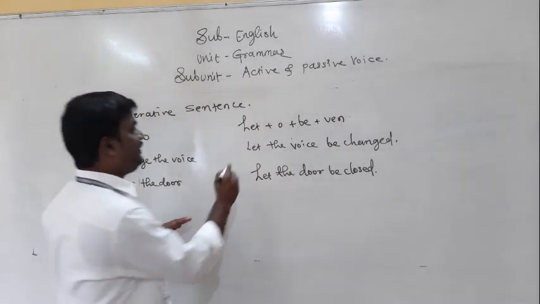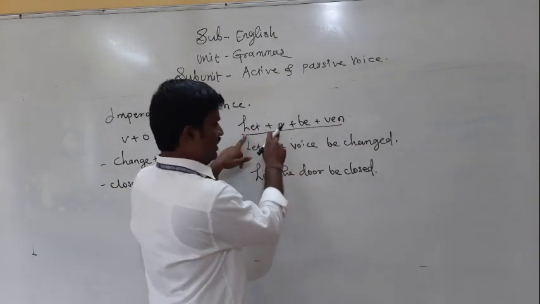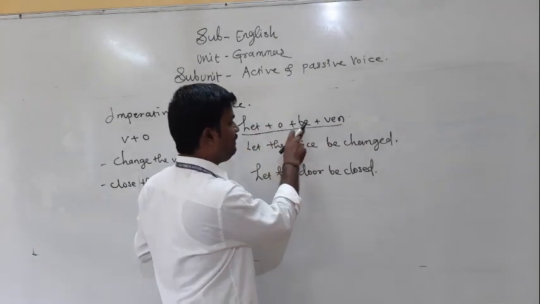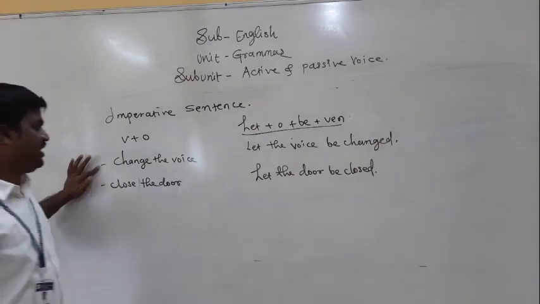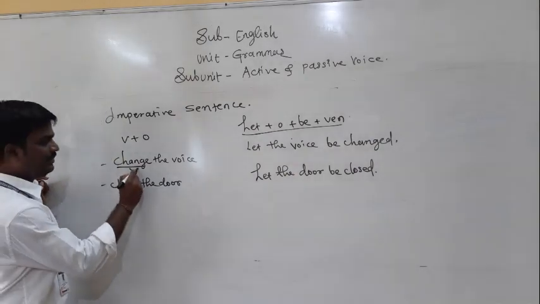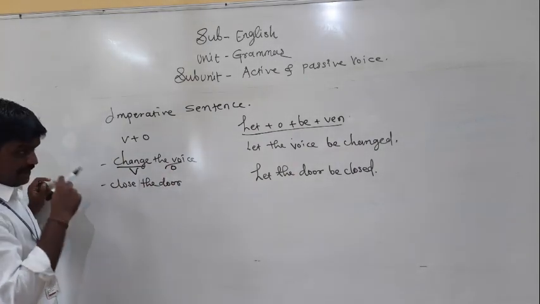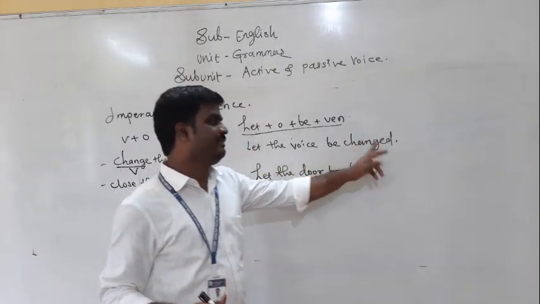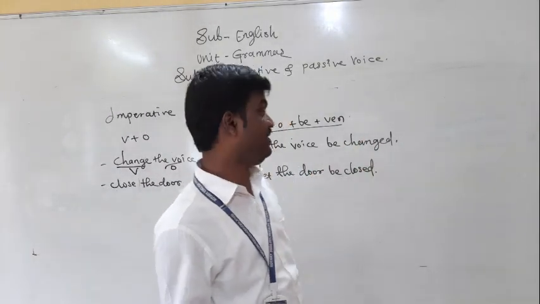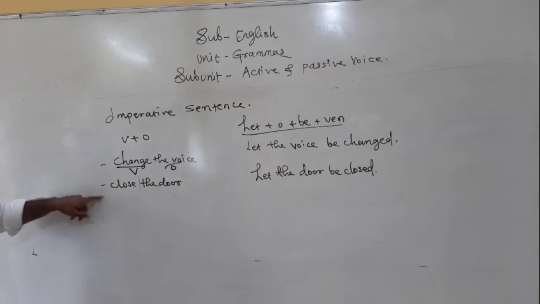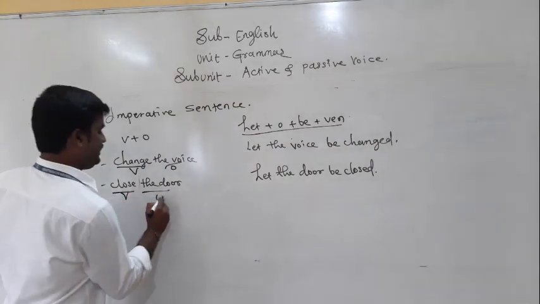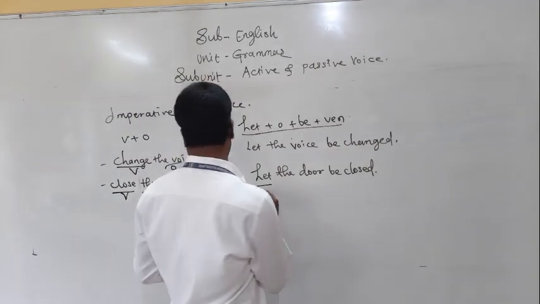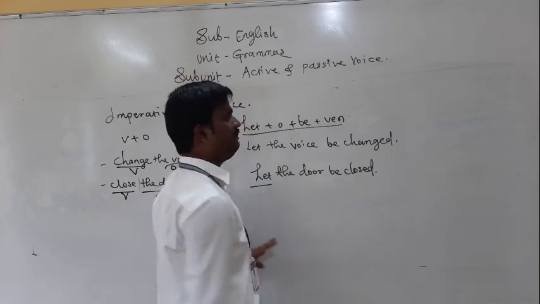So in passive voice, let plus the object plus be plus the third form. So change the voice. Change is a verb and voice is an object. Change the voice. Let the voice be changed. And close the door. Close is a verb and door is an object. Let the door be closed.